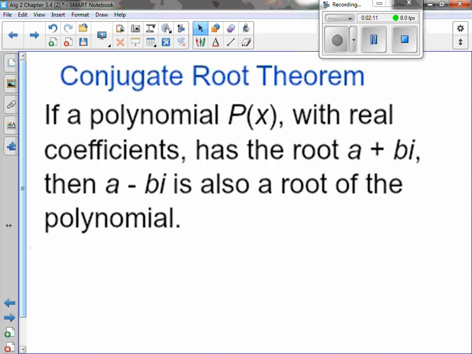All right, guys, focus up here. Now, the first thing we're going to talk about is this here. If a polynomial p(x) with real coefficients has the root a plus bi, then a minus bi is a root of the polynomial function also. So it's saying if a plus bi is a solution, then a minus bi is also. Well, it also means if a minus bi is a solution, then a plus bi is one also. These are conjugates. The conjugate of a plus bi is a minus bi. We're changing the sign in front of the imaginary term. Can you all see this here? Yes?